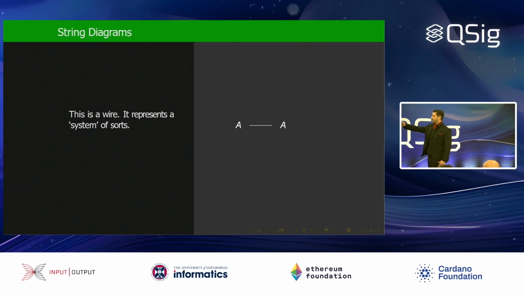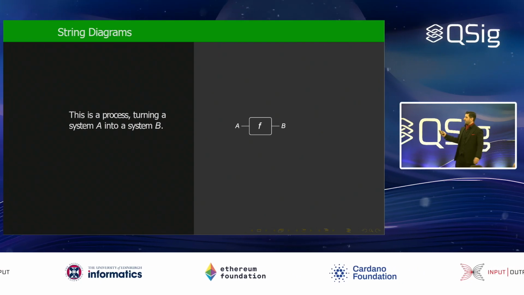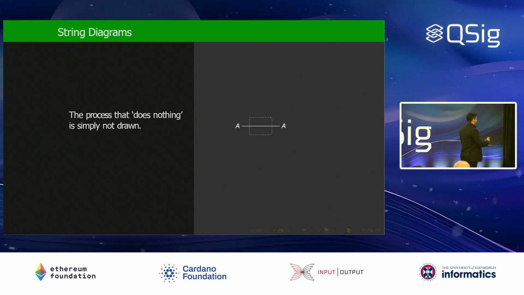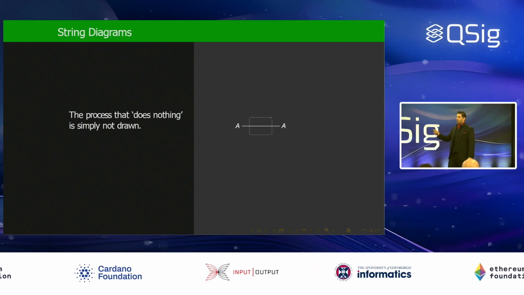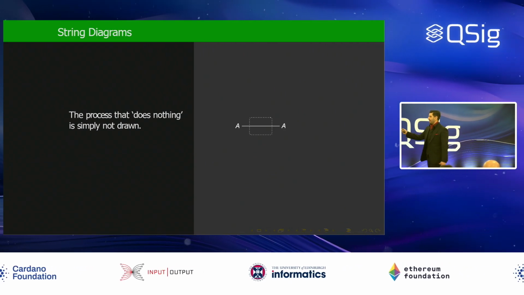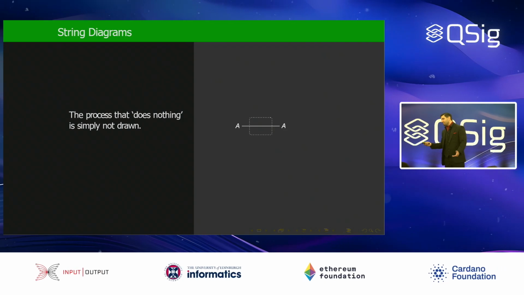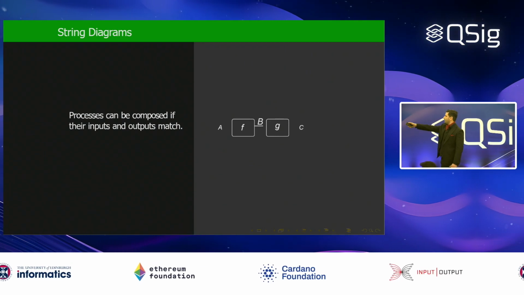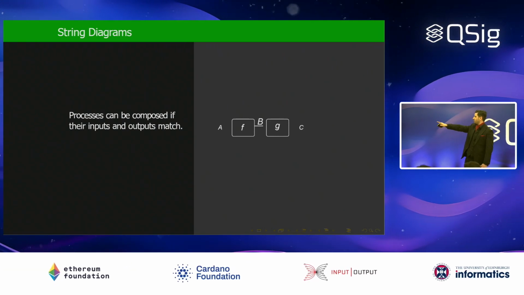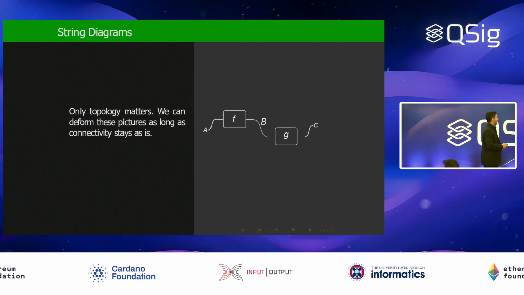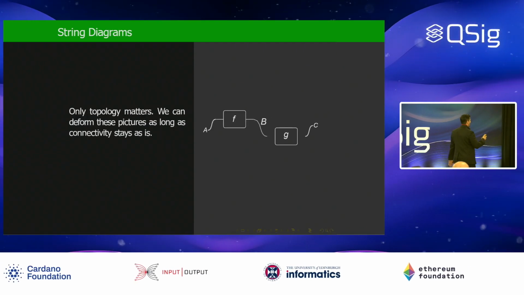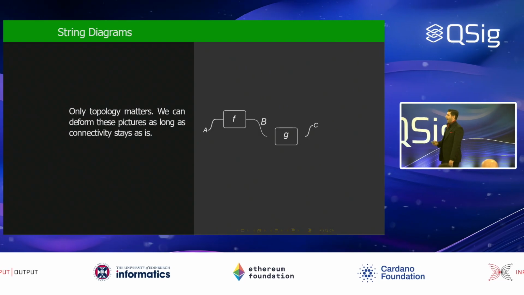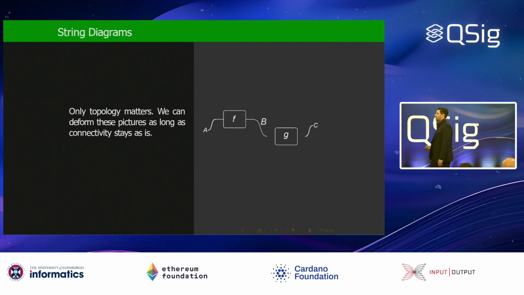Okay, so very quickly, that thing on the right is a wire, and that represents a system of sorts, a system of type A. This is a process, it's just a box that takes things of type A and spits out things of type B. For every type, we have an identity box, a trivial process that doesn't do anything, basically, and for that reason, we do not draw it. Boxes can be composed. If F and G have matching input and output types, you can plug them together. And only topology matters, meaning that the only thing we care about is how these things are connected. You can move them around, that's not a problem. And indeed, that's exactly how we manipulate these graphical calculi.